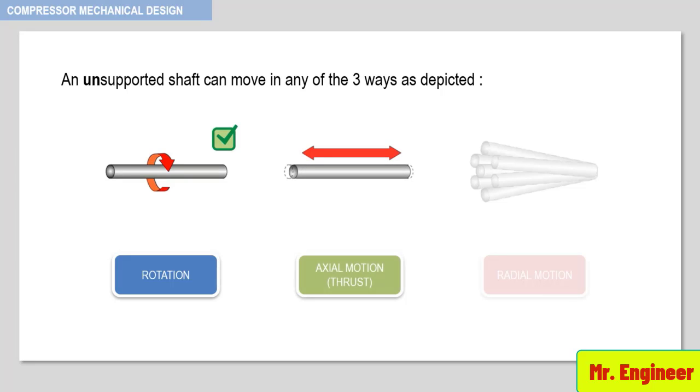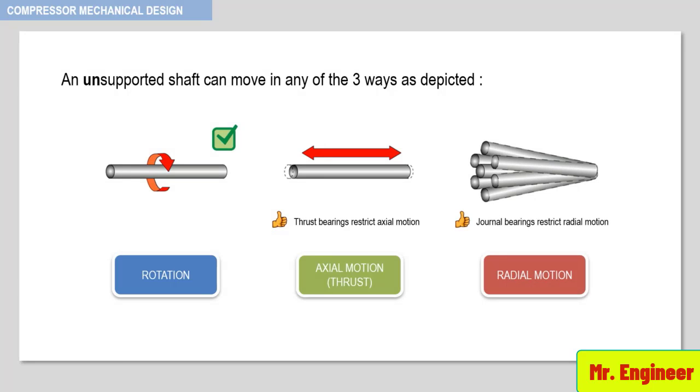Thrust bearings are used to restrict the axial motion of the shaft while allowing it to rotate with minimum friction. Journal bearings are used to restrict the radial motion of the shaft while allowing it to rotate with minimum friction. In the next couple of videos, we'll cover in detail the type, design, and operating principles of journal and thrust bearings.